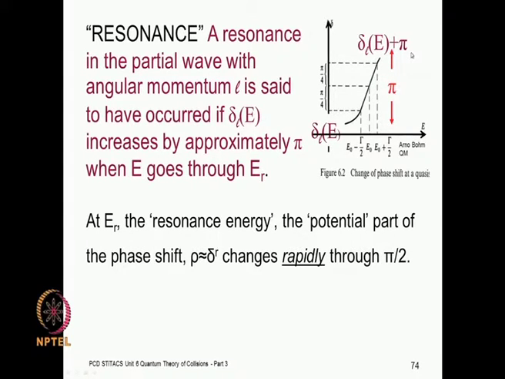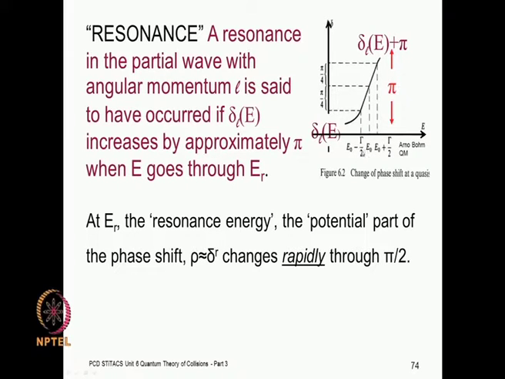So, the net change in the phase shift is pi, okay, that is the angle through which the phase shift changes as you go across a resonance. Very close to the resonance, in the immediate vicinity of the resonance, the phase shift changes by pi by 2, and that is where it changes rather rapidly. How rapidly it will happen will depend on the width of the resonance. So, gamma is the width.